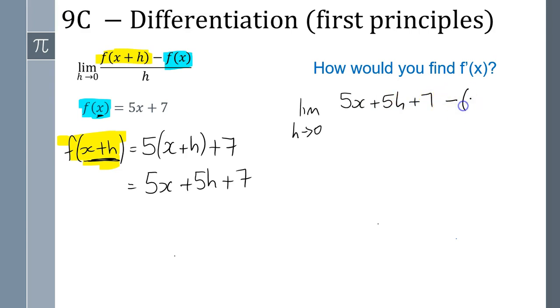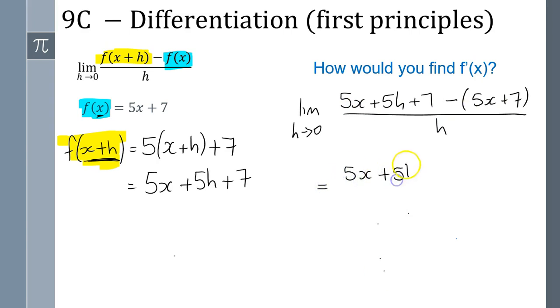Okay, take f of x, which is 5x plus 7. One of the most common mistakes is people won't put them in brackets, and they'll only take away the 5 and they'll still add the 7. You need to make sure that you're taking away that whole function. Okay, so let's have a look if we expand it out. So 5x plus 5h plus 7, take 5x, take 7. You can do this in one step as long as you don't forget to take away the 7. We're going to collect like terms.